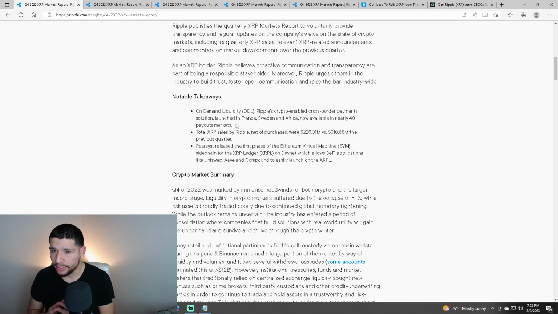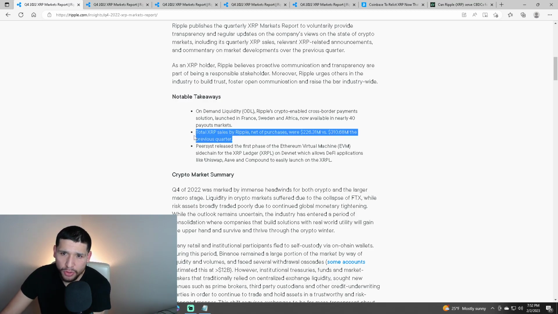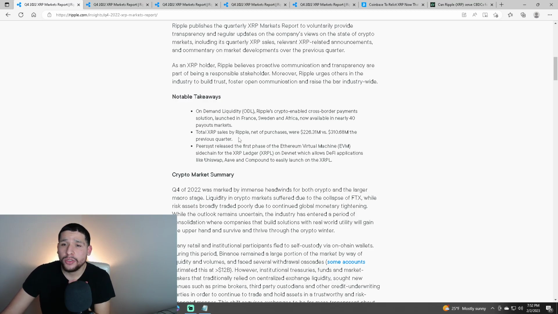That's what ODL is. But moving on, another notable takeaway is total XRP sales by Ripple net of purchase were 226.31 million versus 310 million the previous quarter. As you guys know, Ripple is continuing to sell XRP mainly from the ODL, but those are some notable takeaways from the quarter four reports.